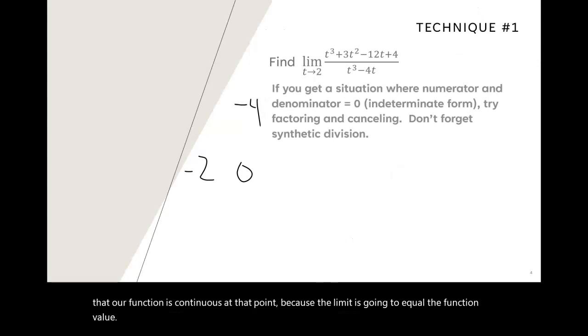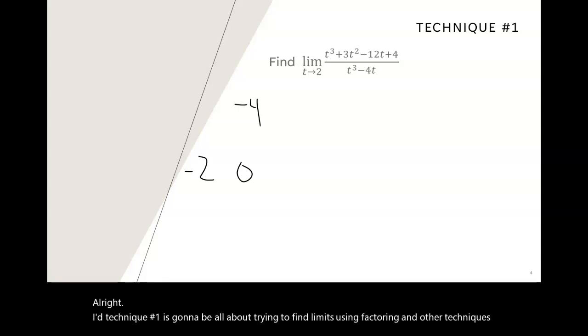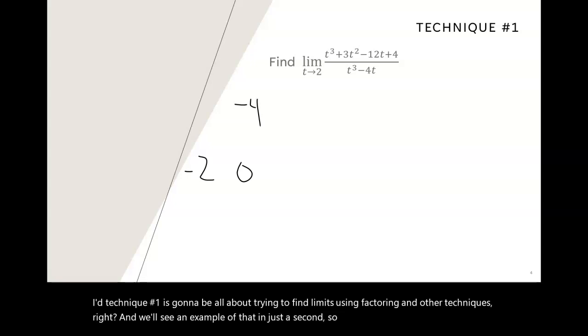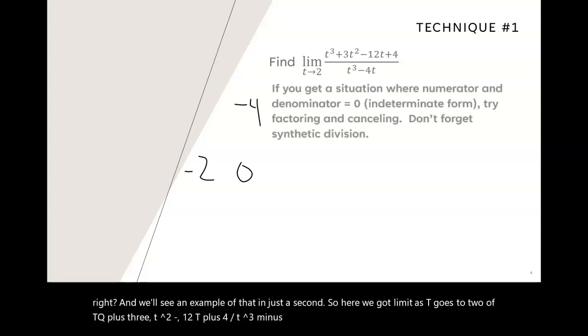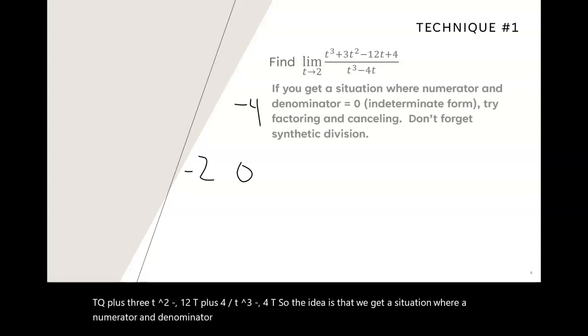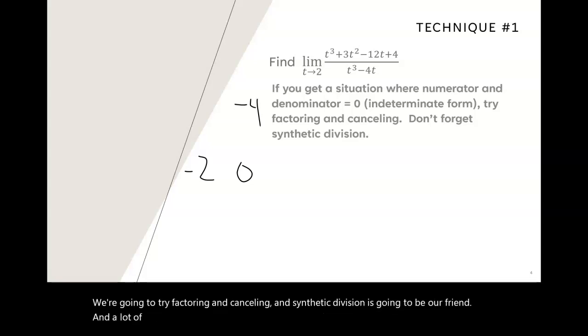All right. So technique number 1 is going to be all about trying to find limits using factoring and other techniques. Right, and we'll see an example of that in just a second. So here we got the limit as t goes to 2 of t cubed plus 3t squared minus 12t plus 4 over t cubed minus 4t. So the idea is if we get a situation where our numerator and denominator are both equal to 0, what we're going to call indeterminate form, we're going to try factoring and canceling. And synthetic division is going to be our friend in a lot of cases with this.